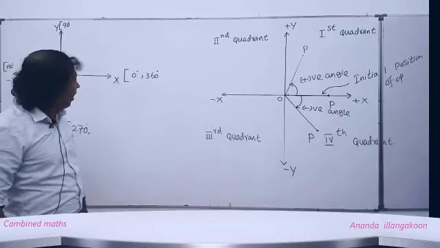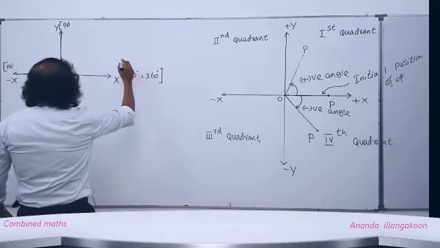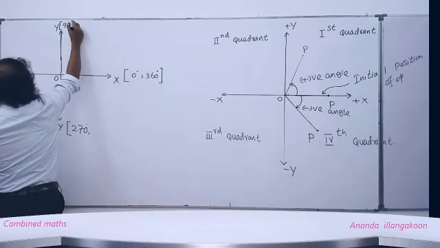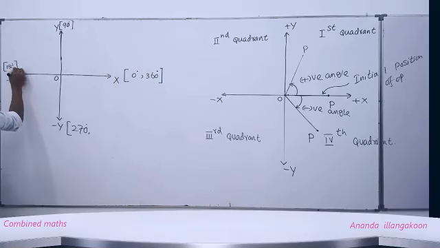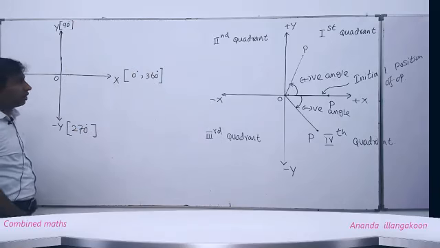Right? And then, people, this way we can just summarize. Once this OP completes one round, these are the possible angles when OP is on the axis.